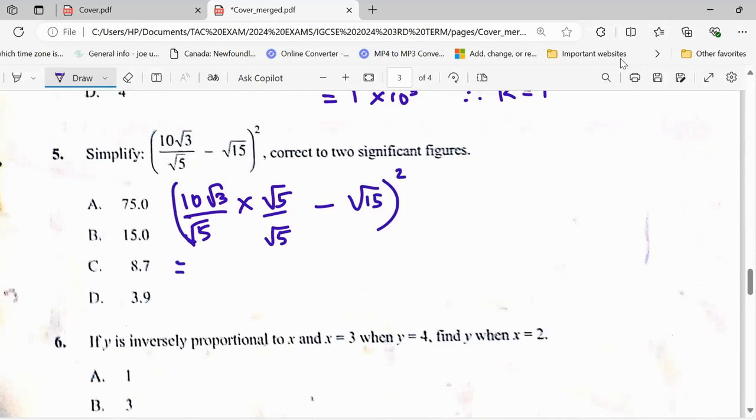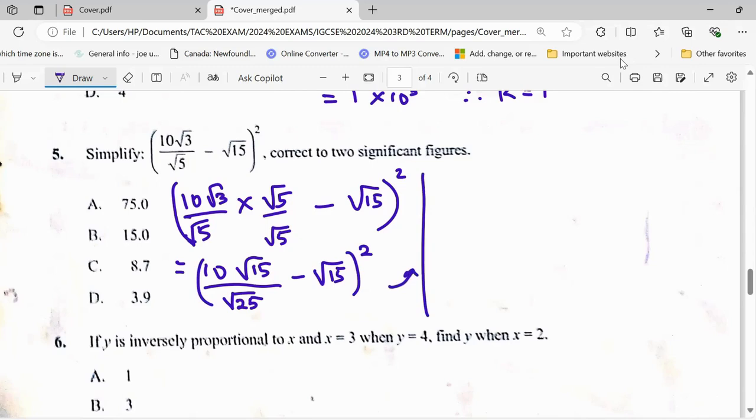Now, this will give us 10. Root 3 times root 5 is root 15. Root 5 times root 5 is root 25. Let's write it first as root 25, then minus root 15 all squared. Now from here, we'll go up. It gives us 10 root 15 all over 5 minus root 15 all squared.